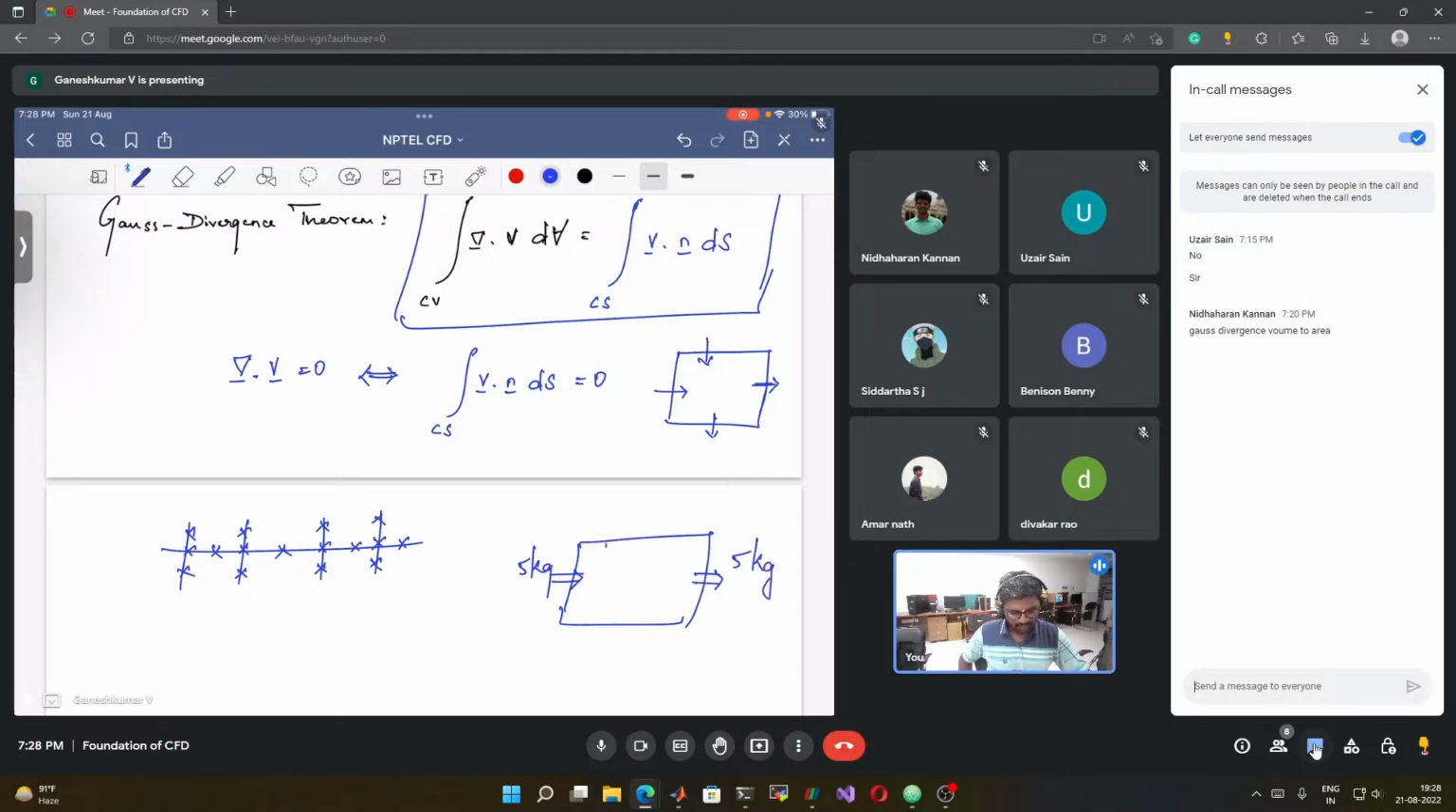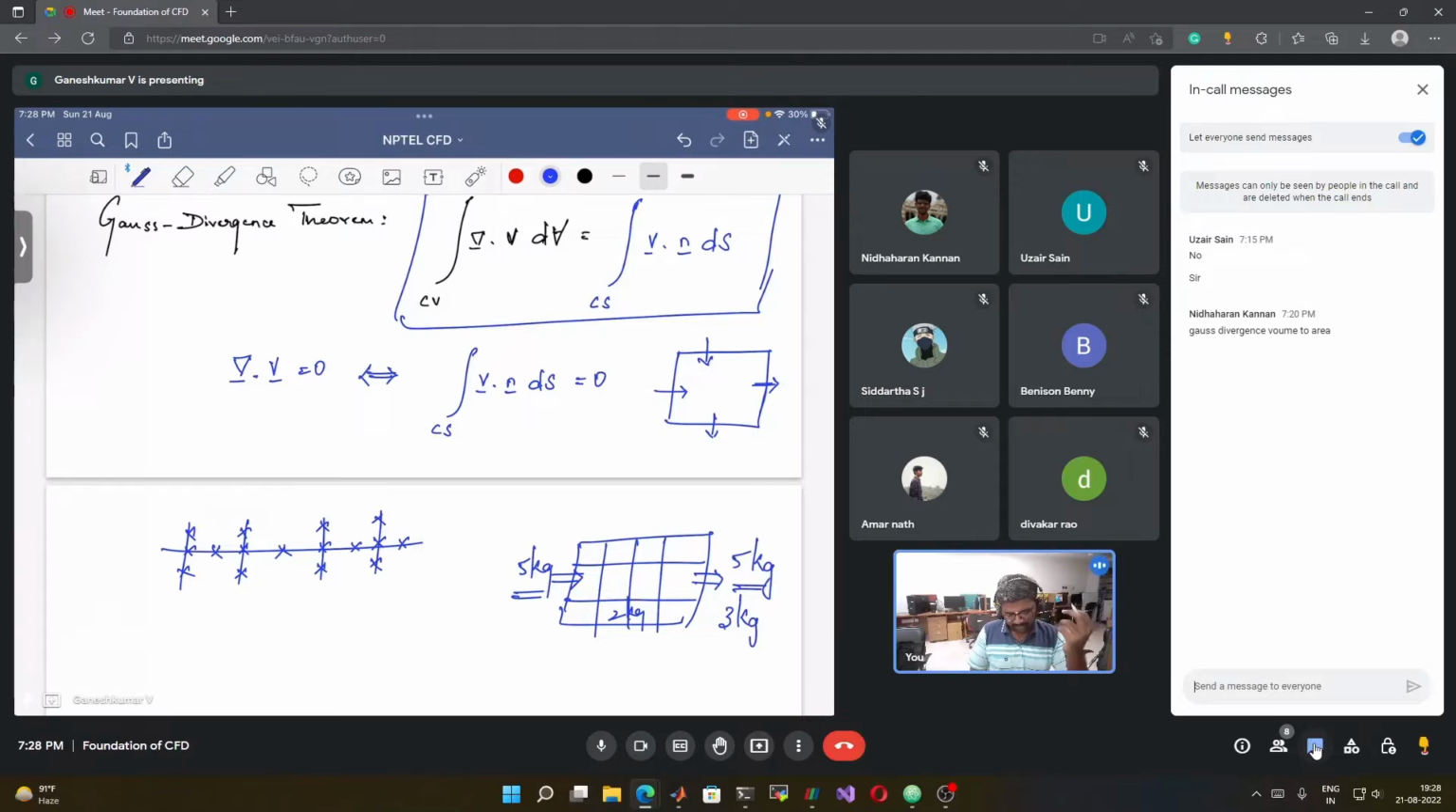So if you apply a finite volume method, if you divide the domain into small control volumes and analyze it, you will ensure that what goes in and what comes out are the same. Or let's say if 3 kg comes out, then 2 kg stays inside. So mass, momentum and energy conservation would be ensured if you use a finite volume method.